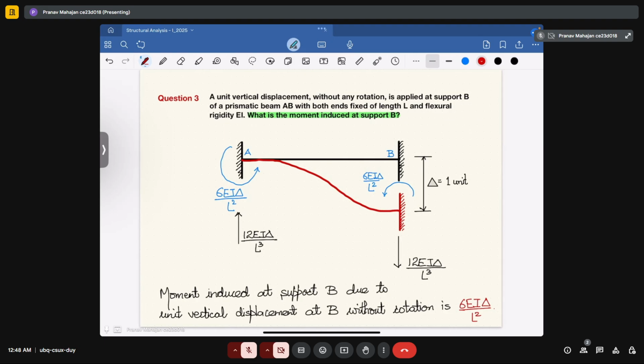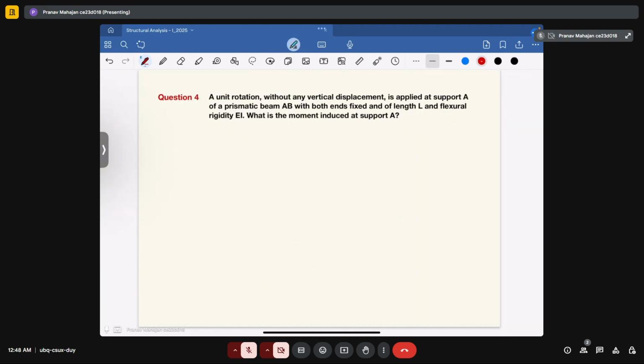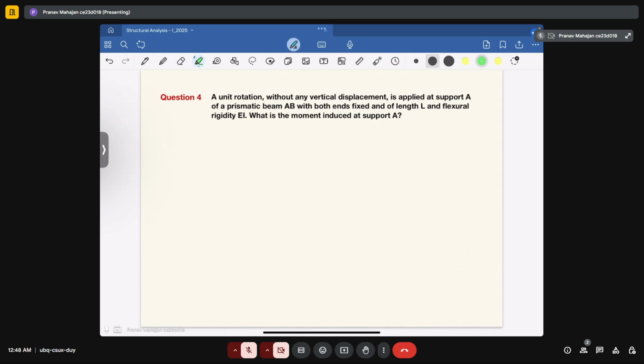Now let's see what other questions are telling you. So in the next question, it is telling you that a unit rotation without any vertical displacement is applied at the support A of the prismatic beam AB with both the ends fixed, of length L and flexural rigidity EI. Now what will be the moment induced at the support A? Okay. So now the question is changed. Instead of providing a unit displacement at B, now you are providing unit rotation at A.